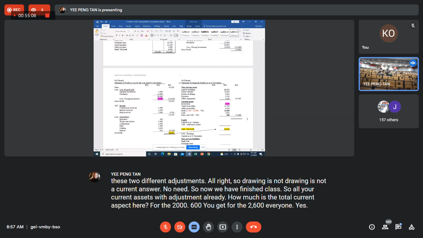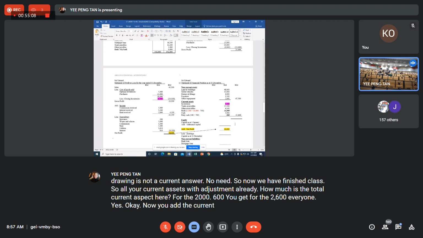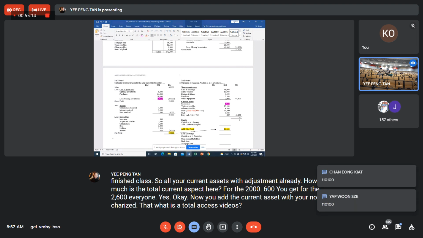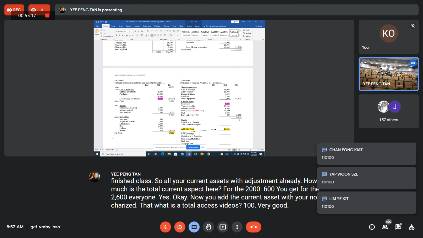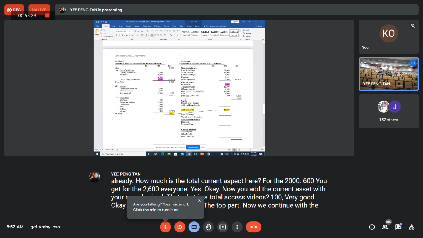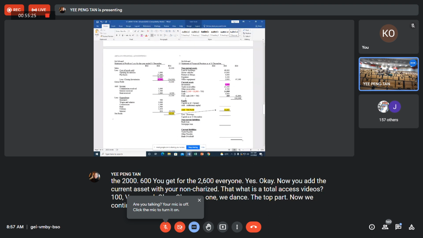Okay, now you add the current asset with your non-current asset. What is your total asset figure? 110,100. Very good. Okay, we've done the top part. Now we continue with the bottom part, which is equity.